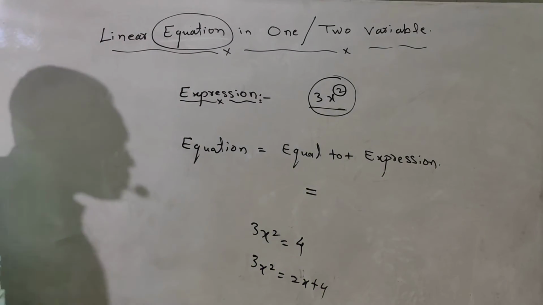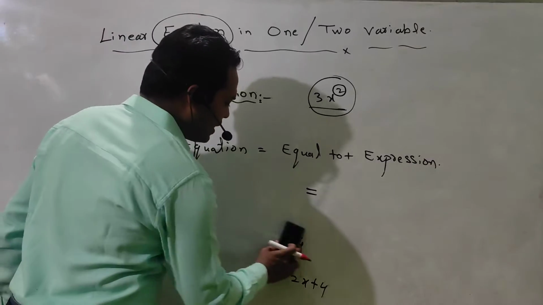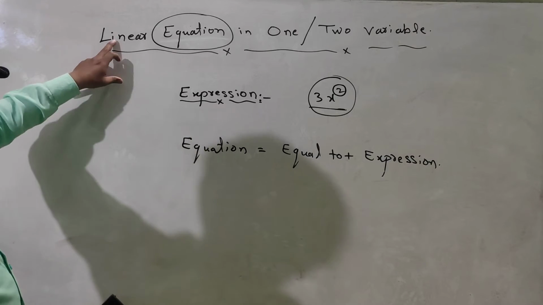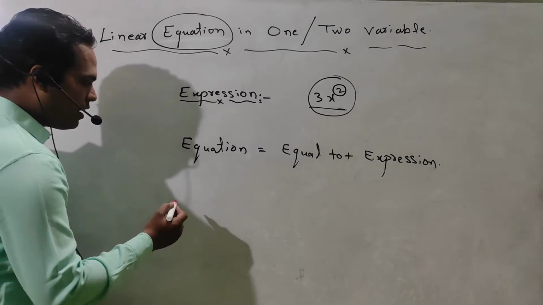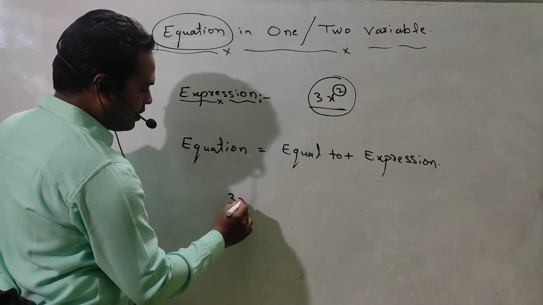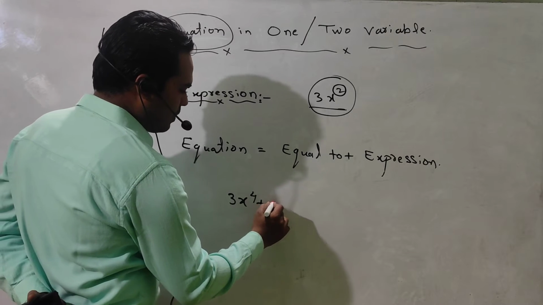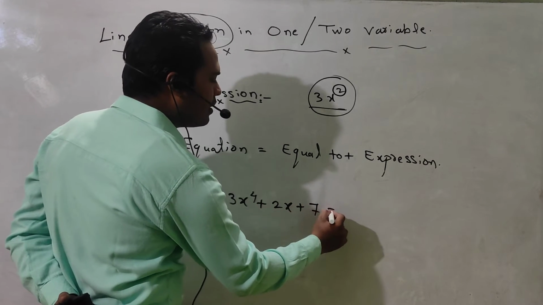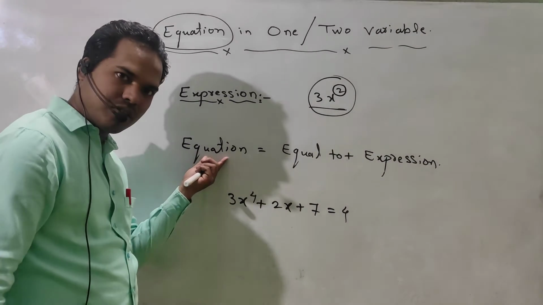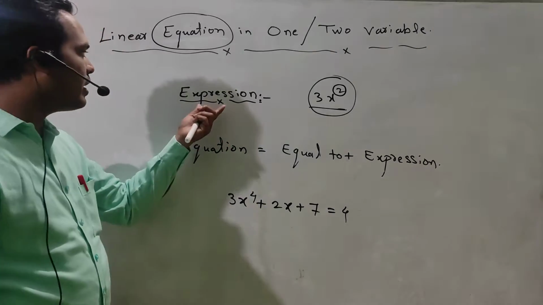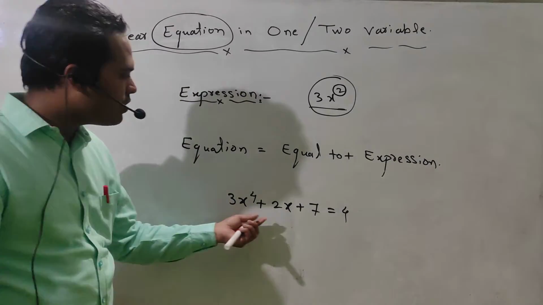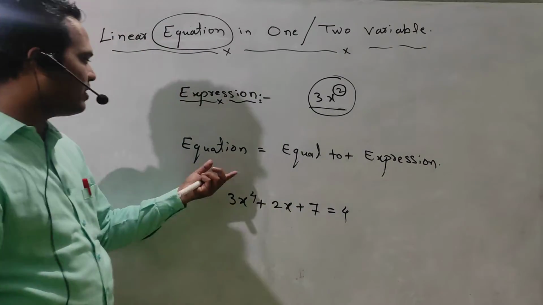Now we will see what is meant by linear. So see here, we know about a polynomial and its degree. What is meant by degree? See here, we have one expression, 3x raised to 4 plus 2x plus 7 is equal to 4. It is a mathematical equation, not an expression or a polynomial. Why is it an equation? Because we can see the equal to sign. That's why it is an equation.